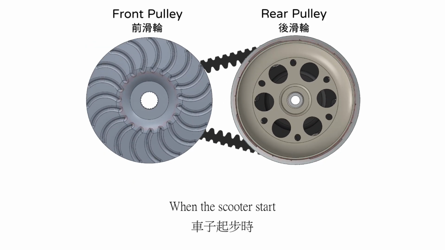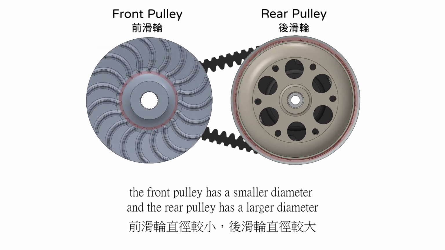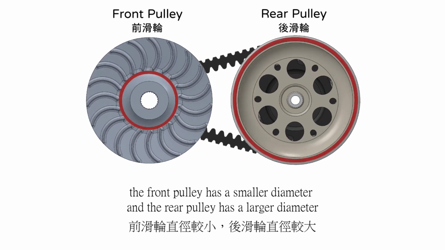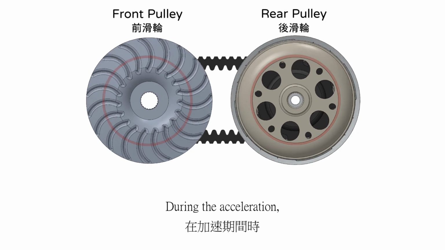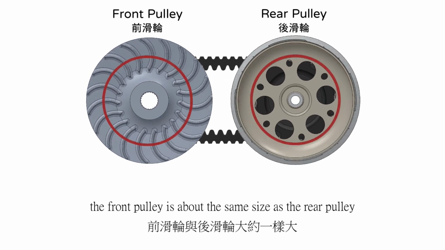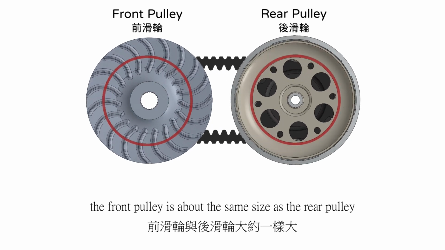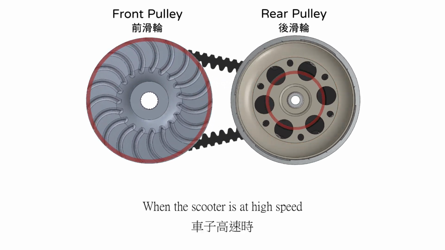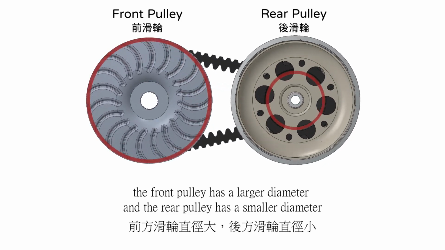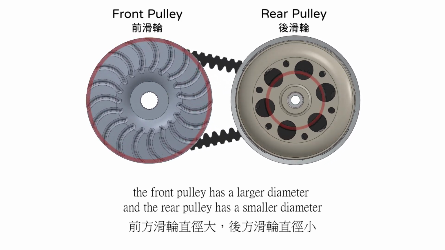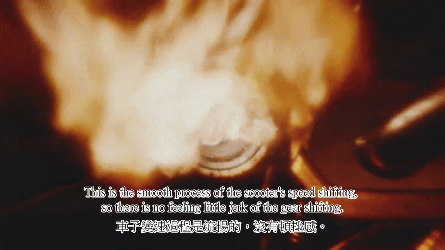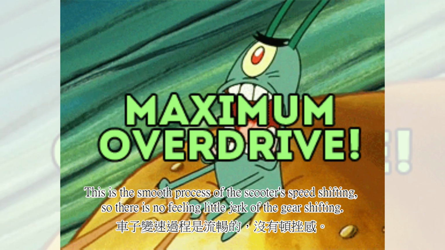When the scooter starts, the front pulley has a smaller diameter and the rear pulley has a larger diameter. During acceleration, the front pulley is about the same size as the rear pulley. When the scooter is at high speed, the front pulley has a larger diameter and the rear pulley has a smaller diameter. This is the smooth process of the scooter's speed shifting, so there is no little jerk of gear shifting.